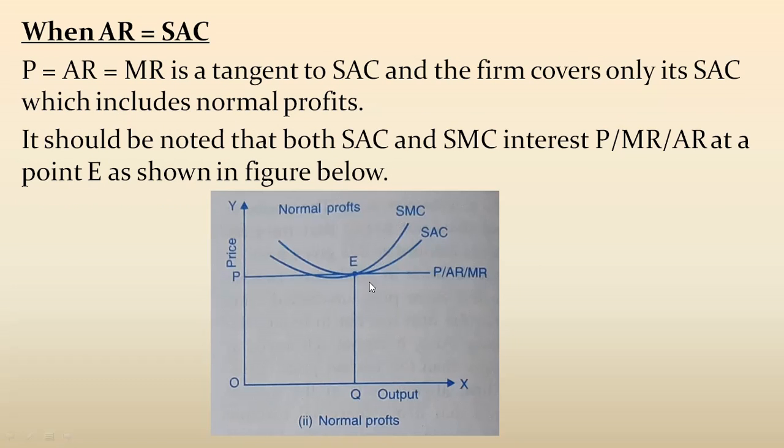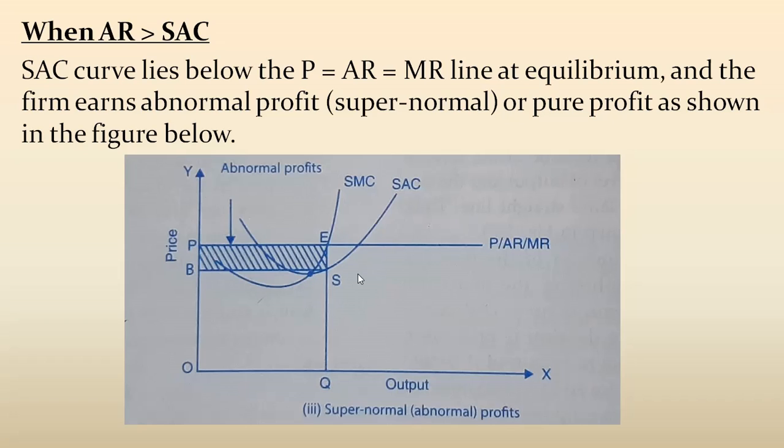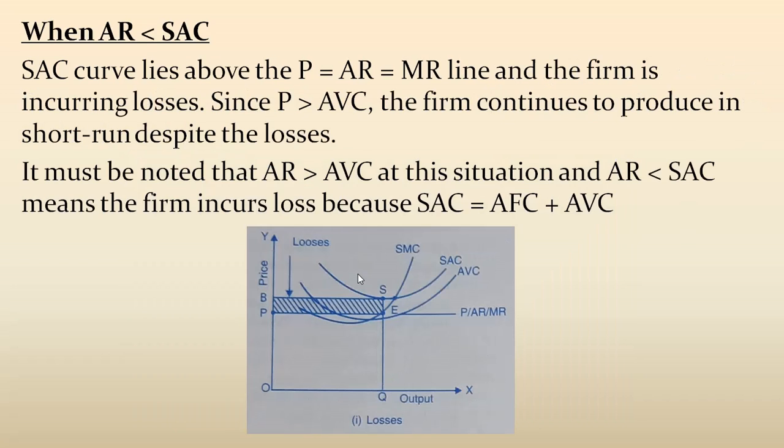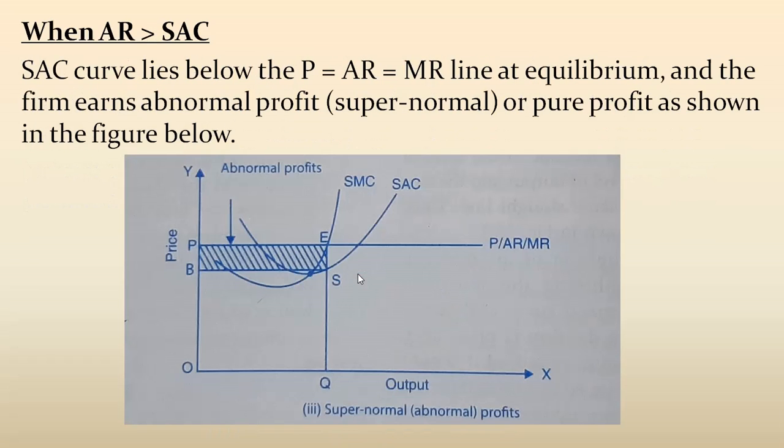So in all the three conditions, SMC will cut this line of P or AR or MR at an equilibrium point. In all these three conditions, SMC will intersect P at some point, and that point is known as the equilibrium. So it will be intersecting, don't worry. You just have to worry about the point of intersection of SMC and SAC, where it is lying.